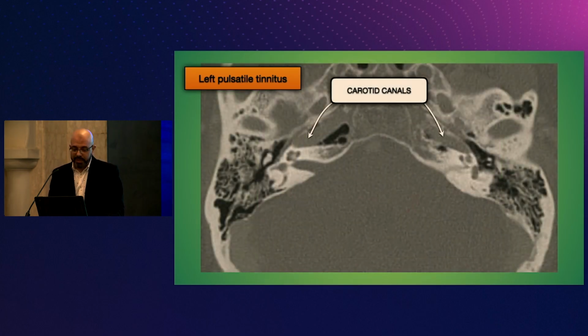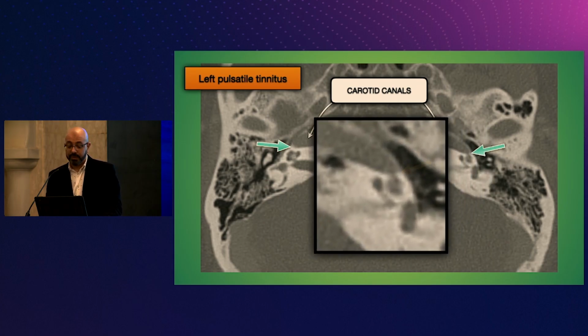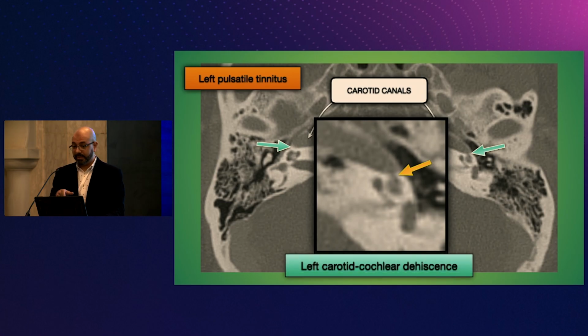Patient with left pulsatile tinnitus, and you can see the carotid canal on the right side is fine, but what's wrong with the left? Can you see this small defect there? Let's just zoom in. Can you see that? It's a tiny defect. So this is a carotid cochlear dehiscence. It's a very subtle thing, so we need to look at this area.